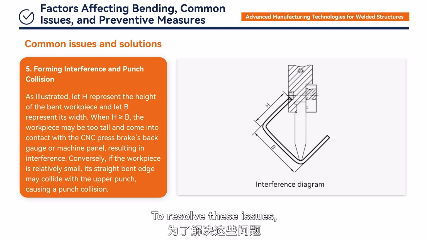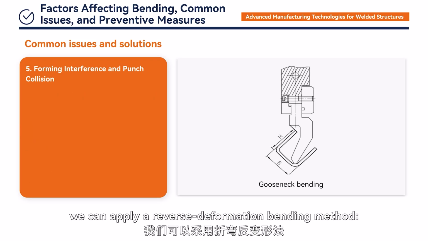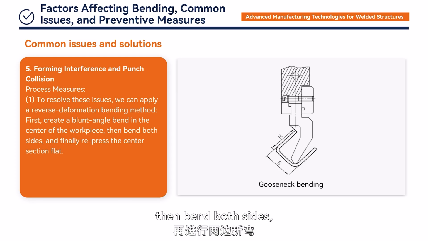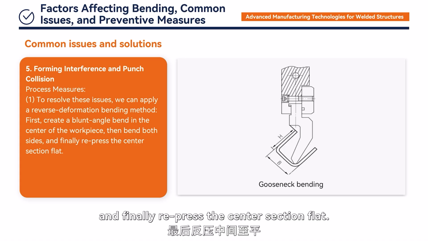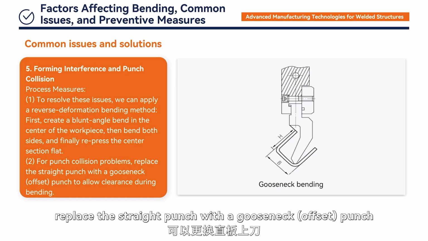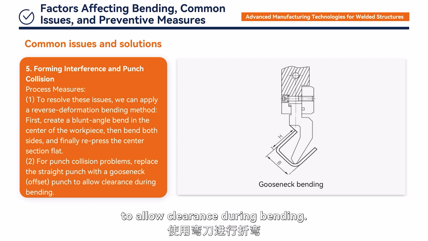To resolve these issues, we can apply a reverse deformation bending method. First, create a blunt angle bend in the center of the workpiece. Then bend both sides, and finally repress the center section flat. For punch collision problems, replace the straight punch with a gooseneck offset punch to allow clearance during bending.